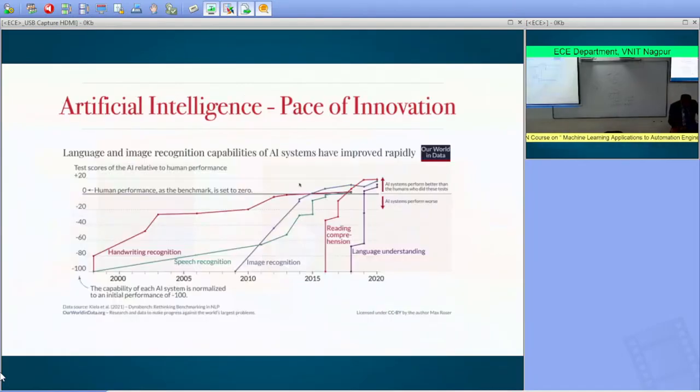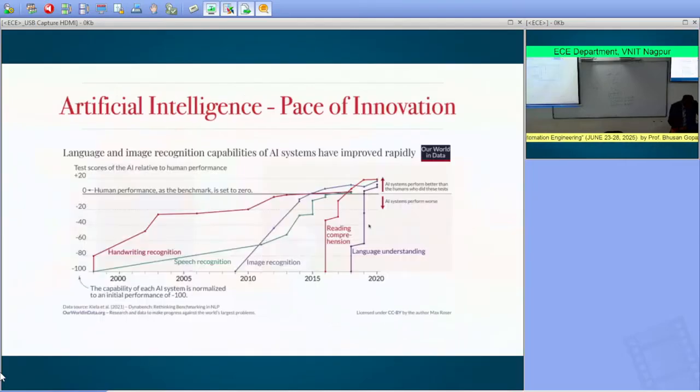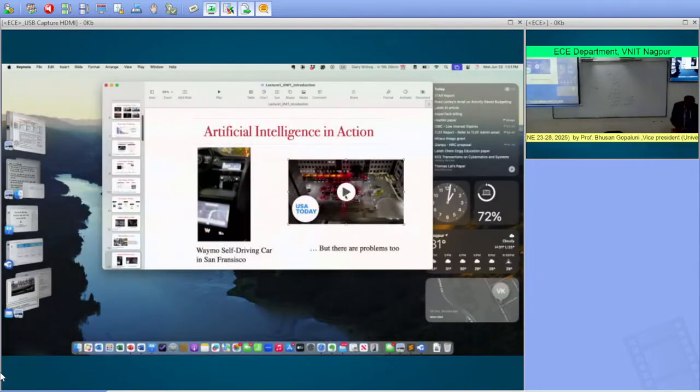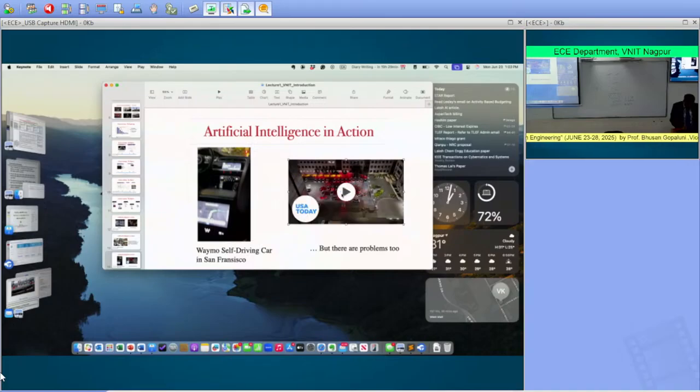Let's see if I can play that. Oops. Oops. So. Oops, sorry. I'm trying to use full screen.